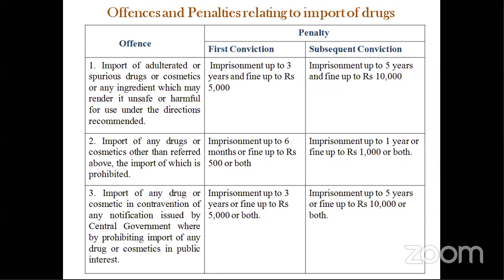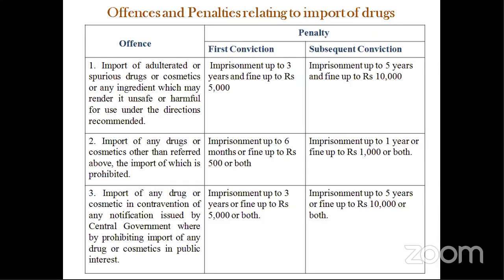If it is the first phase, they have a first conviction, and if they subsequently repeat this, they have subsequent convictions. For these types of offenses, the first conviction carries imprisonment up to 3 years and a fine up to 5,000 rupees. For a subsequent conviction, imprisonment increases up to 5 years and the fine up to 10,000 rupees. This is the case for the first type of offense.